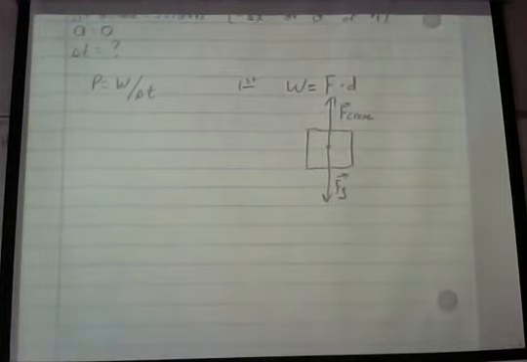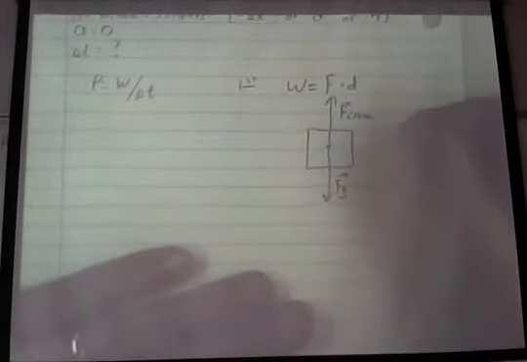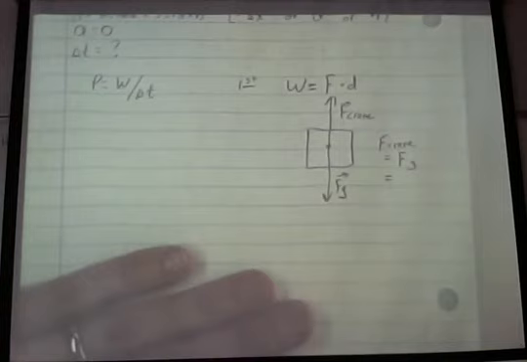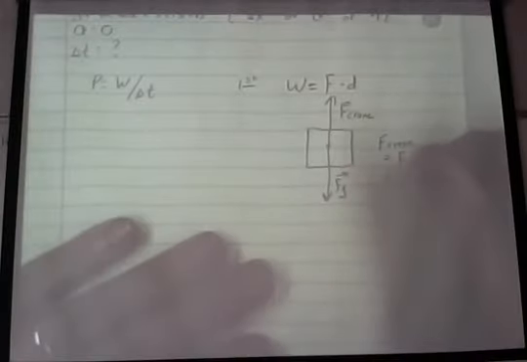If we wanted to move this up at an accelerating rate, getting faster, we'd need to have a larger force from the crane than the force from gravity. But constant rate, we need these to balance out exactly. So our force from the crane is going to equal the force from gravity, which is going to equal mass times acceleration of gravity, which gives us 11,760 newtons.